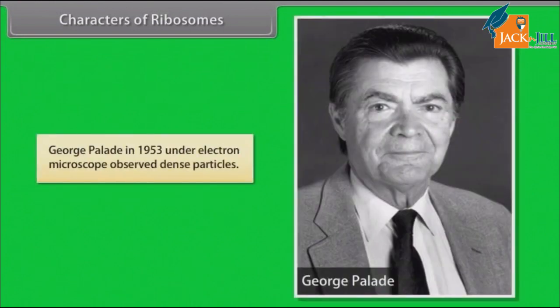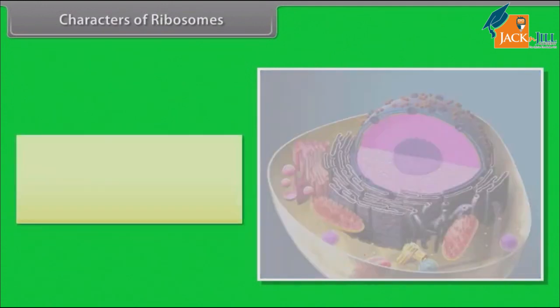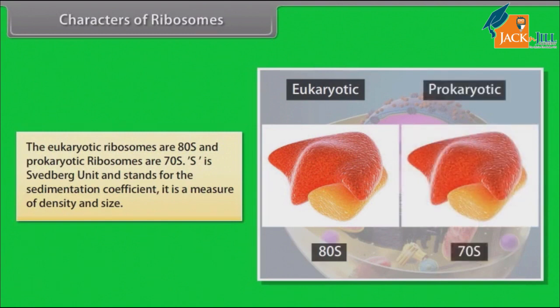Characters of ribosomes. George Palade in 1953 observed dense particles under the electron microscope. Ribosomes are granular structures. Ribosomes are made of ribonucleic acid (RNA) and proteins. They are not membrane bound. The eukaryotic ribosomes are 80S and prokaryotic ribosomes are 70S. S is the Svedberg unit and stands for the sedimentation coefficient. It is a measure of density and size.